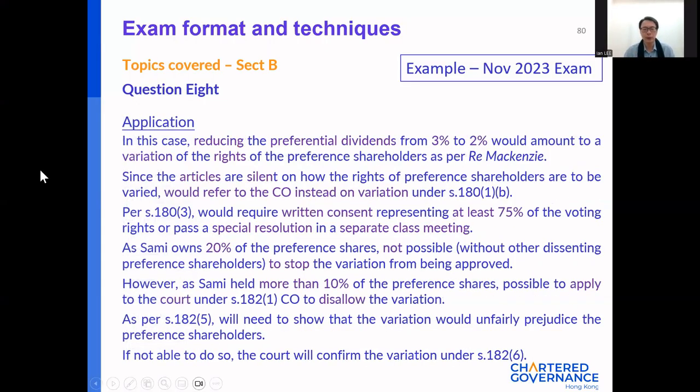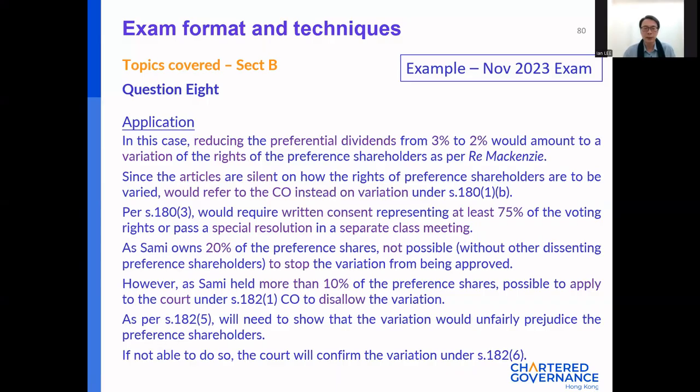So application, we now have all the relevant rules we can now apply to our story. So in this case, reducing the preferential dividends would amount to a variation of rights of the preference shareholders, because clearly they signed on the right for 3% preferential dividends. You now want to reduce it from 3% to 2%.